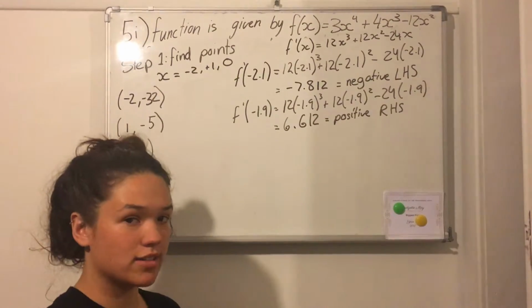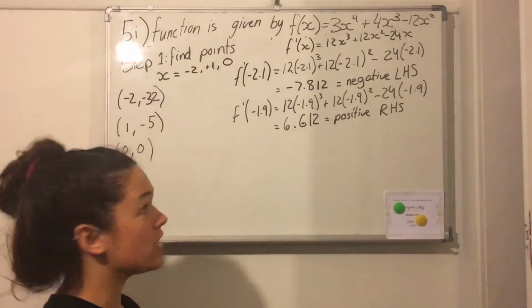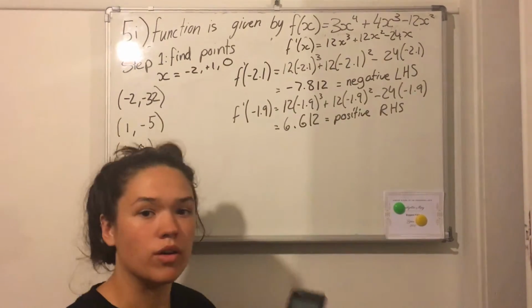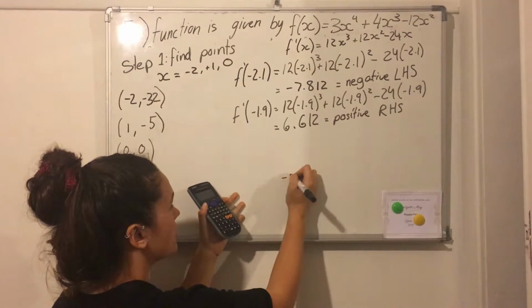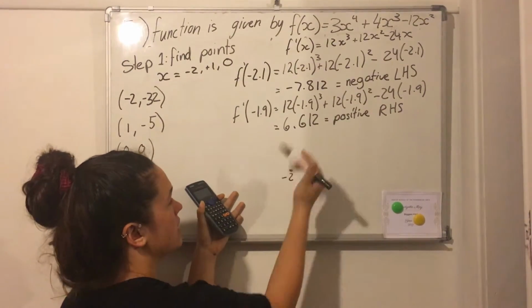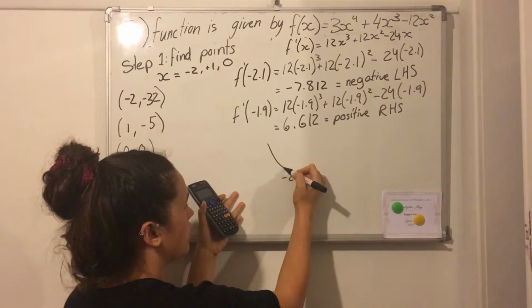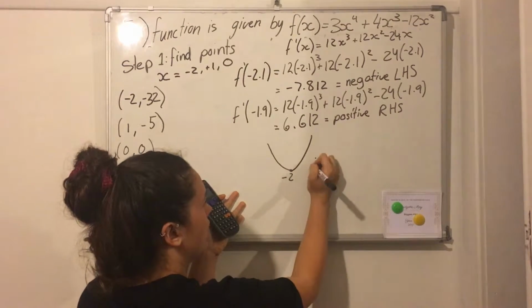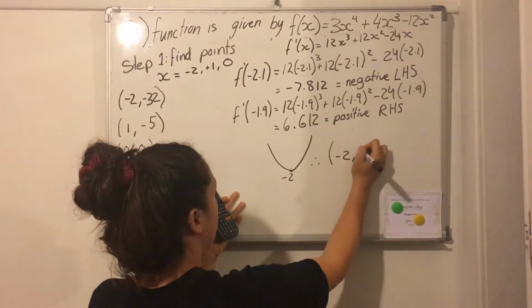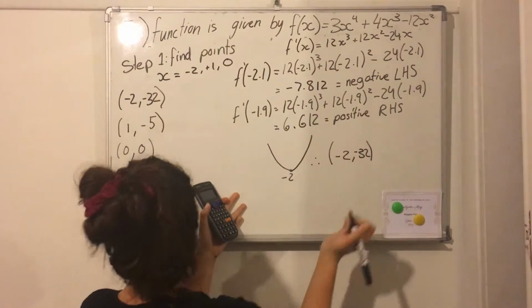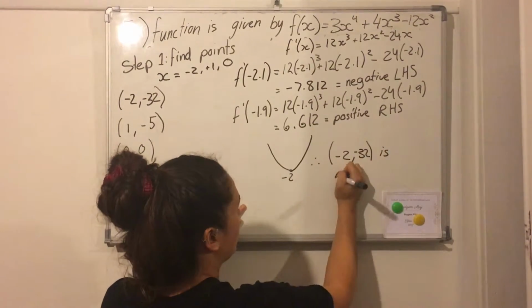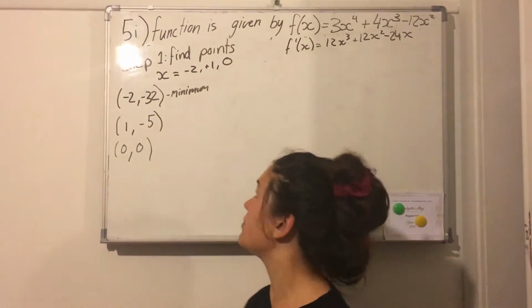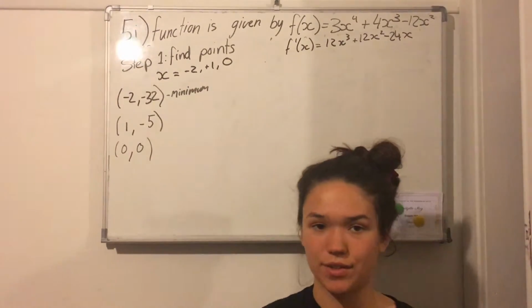Now, because I've tested a point either side of it, I can determine that the gradient on the left-hand side of the x value -2 is negative, and on the right-hand side it's positive. Or if you want that visually, if this is the point -2, when it's on the left-hand side, the gradient's going to be negative. It's going to hit 0, and that's our stationary point. And then on the right-hand side, it's going to be positive. Therefore, -2, -32 is a minimum. Right, now I'm going to repeat that process for this value and this value.